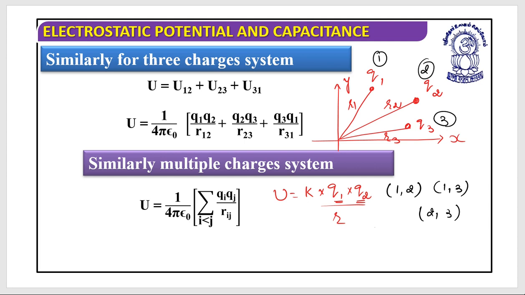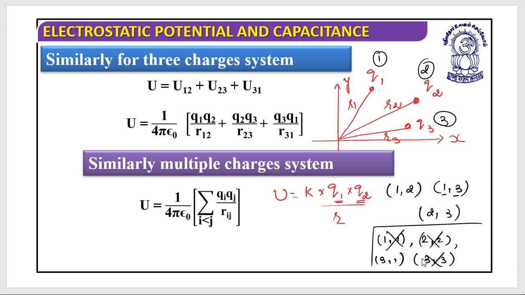Yes, if you think that 1 comma 1 could be there, and 2 comma 2, 3 comma 3, no, this cannot be there, because potential energy has been defined between two different charges. 1 comma 1 represents the charge 1 only. Yes, one more question could be there: if 1 comma 3 is there, there could be a 3 comma 1, yes or no?